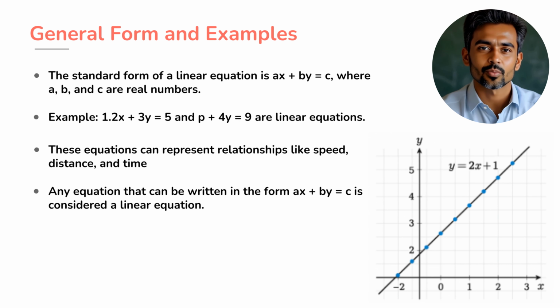Let's look at the general form of linear equations in two variables again. The standard equation looks like this: ax plus by equals c. This form can represent many relationships. For instance, in business, you might have px plus 4y equals 9, where p is the price of an item and y is the quantity sold. Or in a simple scenario, consider the equation 1.2x plus 3y equals 5, where x and y represent two unknown quantities. These types of equations appear everywhere, whether in economics, physics, or daily life.